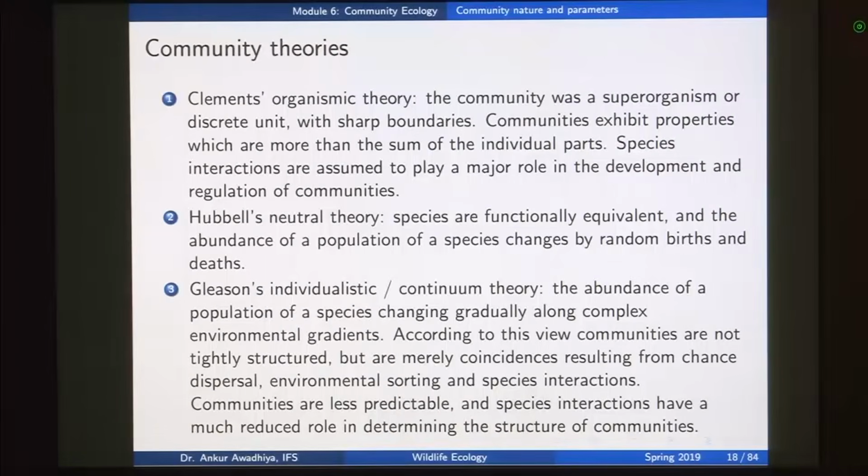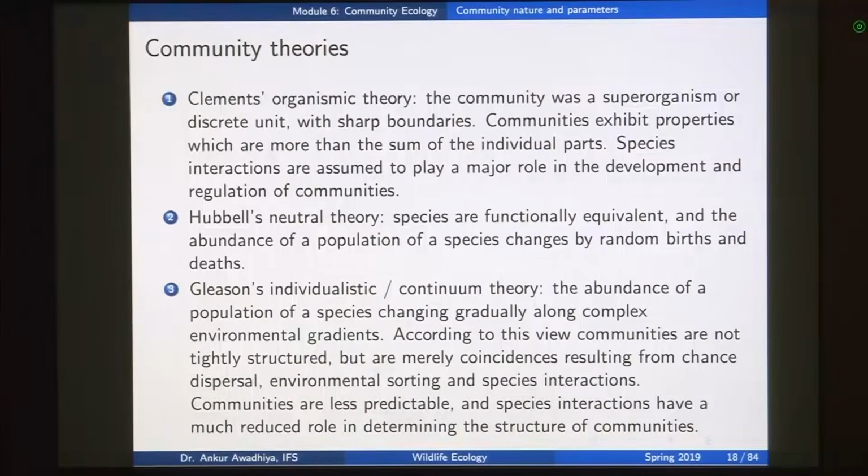Whereas, if we talk about the individualistic theory, it says that everything is coming up randomly, and so there is no emergent property that is coming up, and essentially if there is any perturbation to this community, there is no way that this community is able to come back, because there is no homeostasis working here, but just that every species is working based on its own requirements.